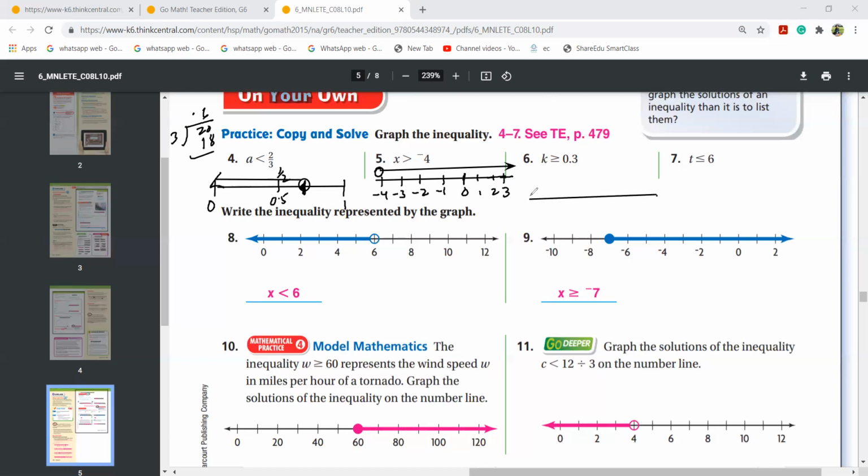0.1, 0.2, 0.3, 0.4, 0.5, it goes on. So now let me put 0.3, and then you go to the right side, and then you make a circle here, but the circle is a filled circle. That circle is a filled circle. Okay?